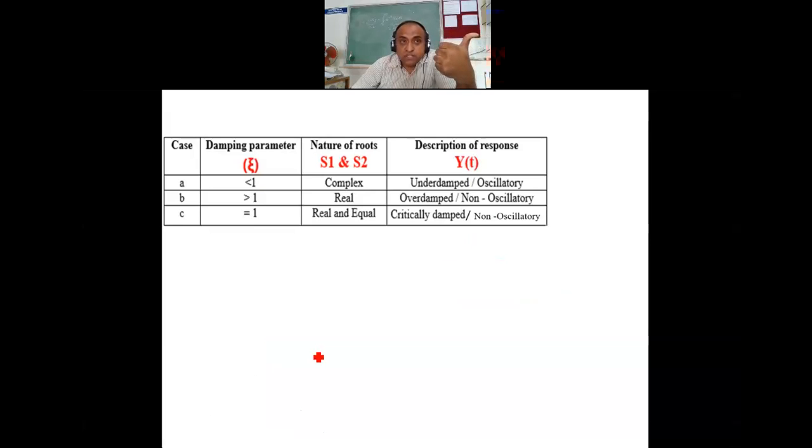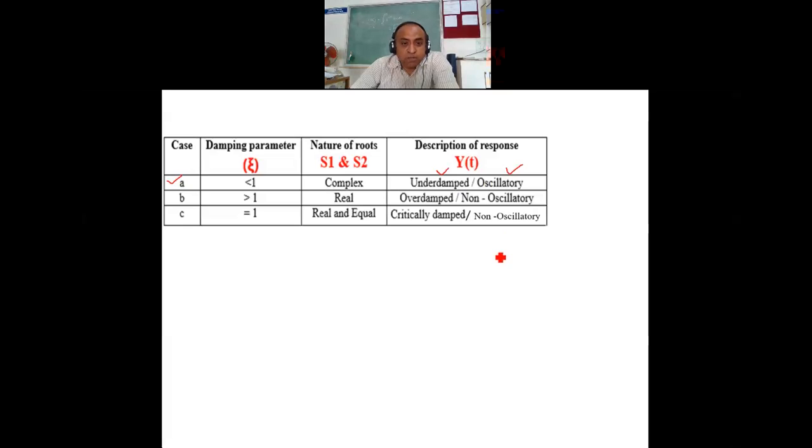One is tau, which speaks of the speed of a response. Second one is xi, which takes care of the oscillation, because in the second order there are a lot of oscillations. So it tries to characterize the oscillation of a system. If you remember, we get three responses. In case one, when you take xi less than 1, the roots are complex, and we call the system underdamped, and it's oscillatory.